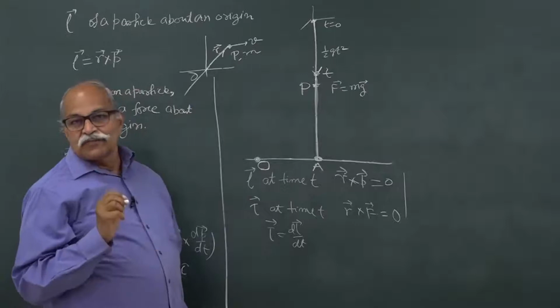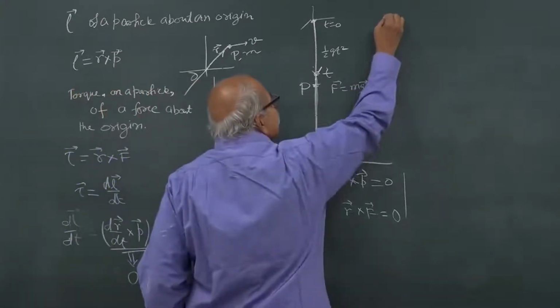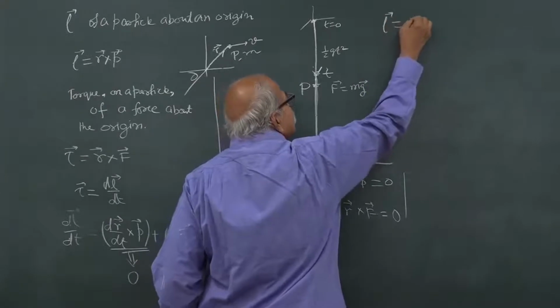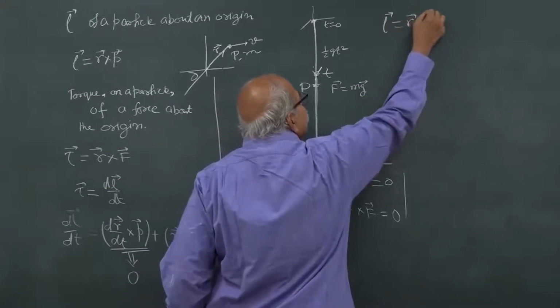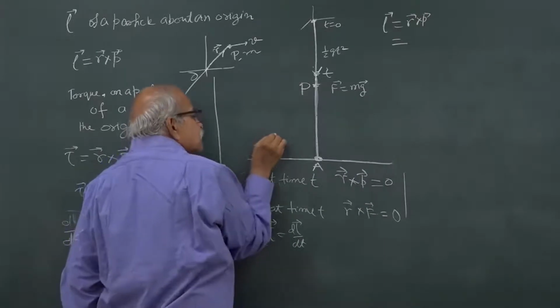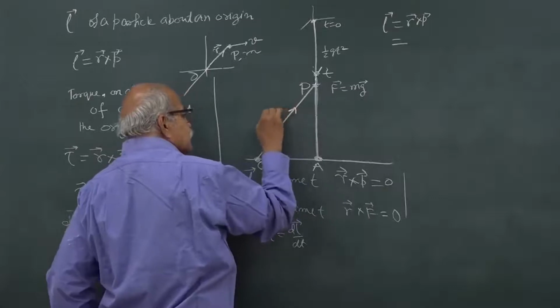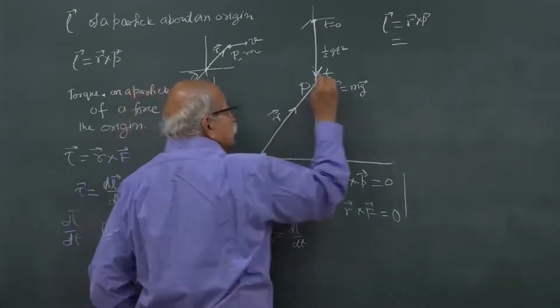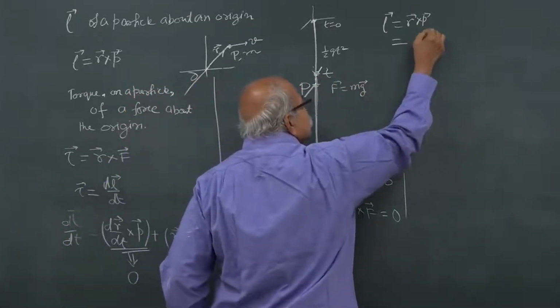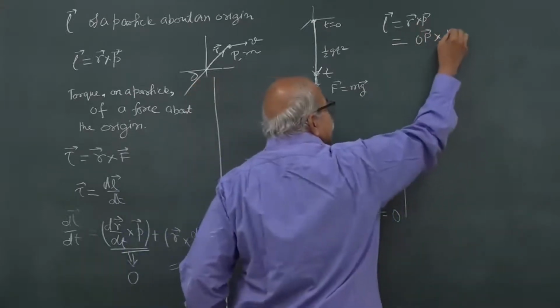Now, what is the angular momentum? Is it 0? The angular momentum L is r cross p, and the r vector is from the origin to the particle. So, this is the r vector. So, OP cross product with the p vector, mass times velocity.